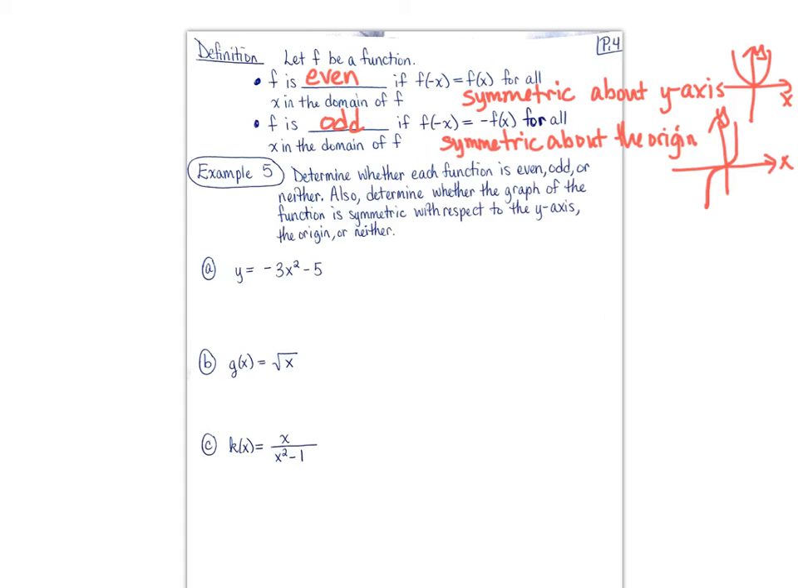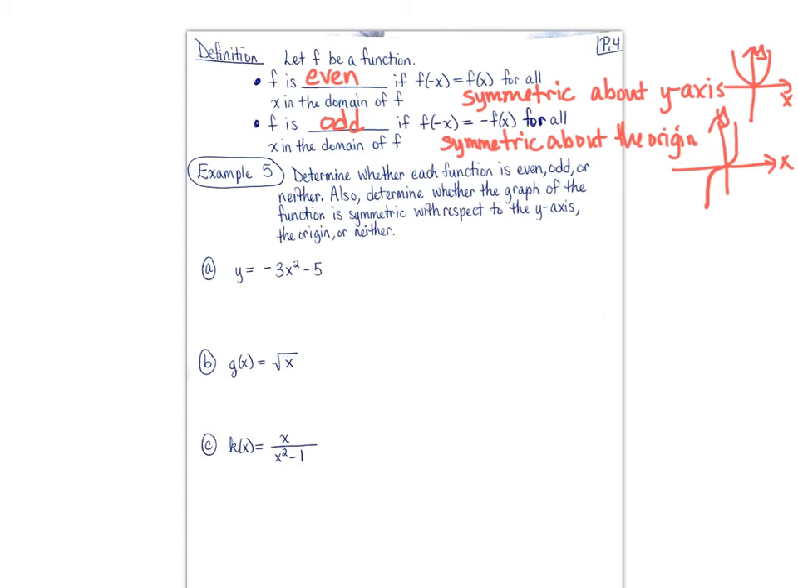Okay? Now, in either case, to determine whether a function is even, odd, or neither, you have to substitute in -x for x into your original function. So, example 5, let's determine whether each function is even, odd, or neither. Also determine whether the graph of the function is symmetric with respect to the y-axis. In that case you're even. The origin. In that case you're odd. Or neither. Okay? So, part A, we have y is equal to -3x squared minus 5.